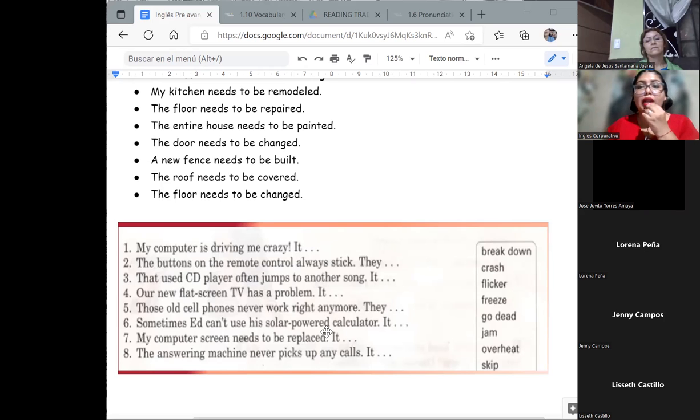Overheat, que se sobrecalienta, y skip, pues que se salta de un, en este caso podríamos utilizarlo en CD player, que se salta de una canción a otra. So in that case, we can use that vocabulary for the problems with the electronic devices.